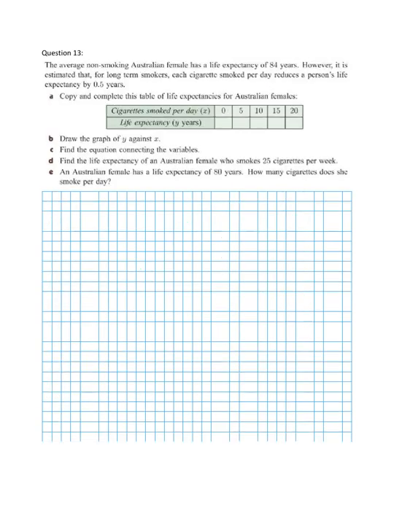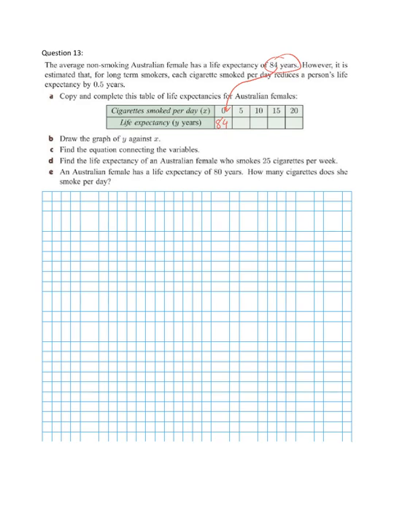Last question. Average non-smoking Australian, life expectancy of 84, estimated for long-term smokers. Each cigarette reduces a person's life by half a year. Copy and complete the table. So, first thing, life expectancy of 84 years without smoking. So, that's going to go there.